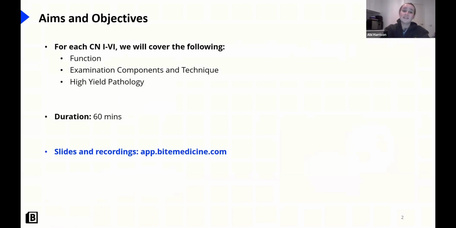So as I said, today we're going to be covering cranial nerves 1 to 6. For each nerve, I'll speak firstly about what it does, and then we'll speak about how you can examine that, and some of my top tips for examining them efficiently in an OSCE. Then for each cranial nerve, we'll talk about some high yield pathology, so things that commonly come up in exam scenarios that you can think about while you're doing your examination. I think this will last about 60 minutes.